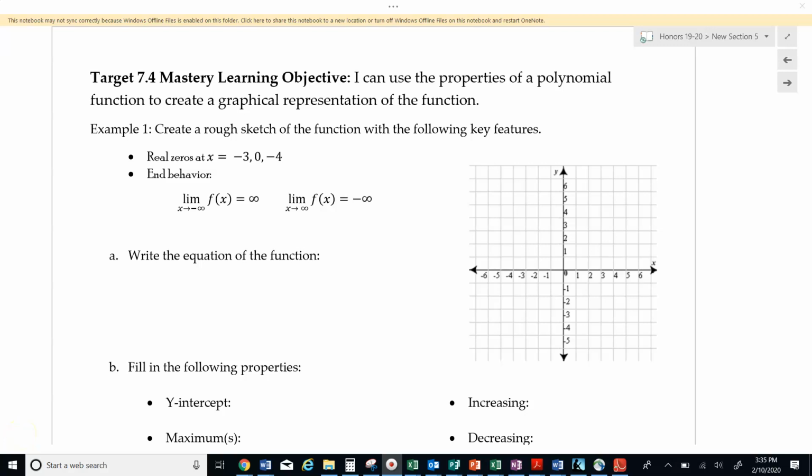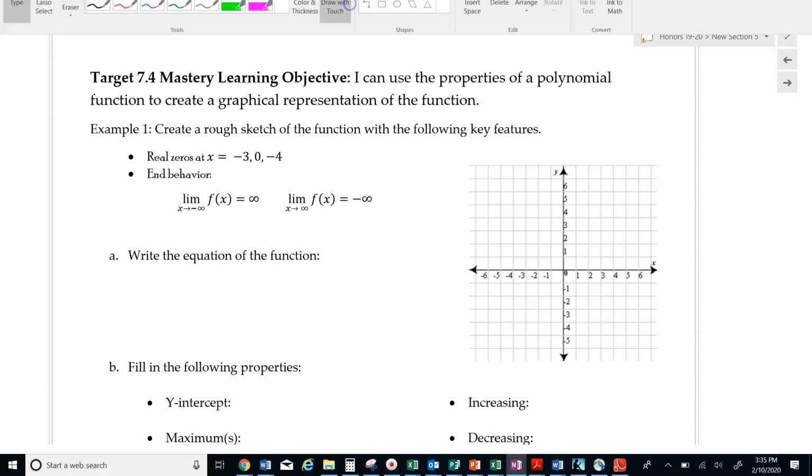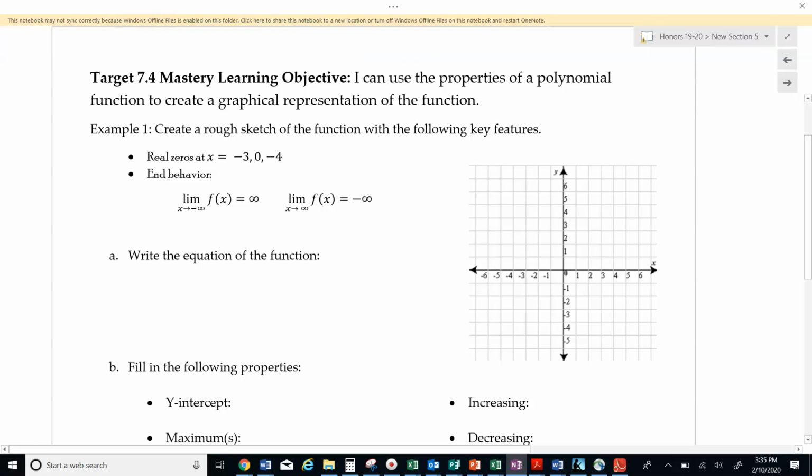Looking at target 7.4, I can use the properties of a polynomial function to create a graphical representation of the function. Create a rough sketch of the function with the following key features. If it doesn't give you that much information, it's pretty simple. So we have real zeros at x equals -3, 0, and 4. Again, these real zeros are where it's going to be at the x-axis.